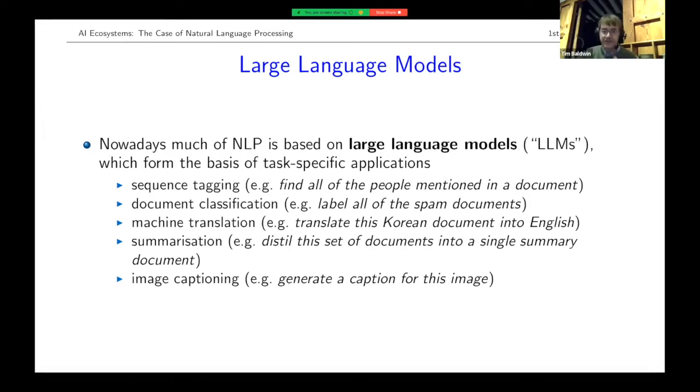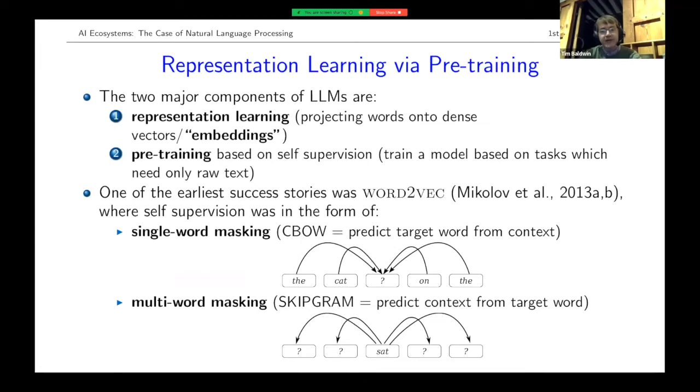summarization, so take a single document or multiple documents and distill them into some shorter textual summary. Image captioning, so it doesn't have to be text to text or text to structured or semi-structured representation. Nowadays there's more and more at the interface with text and different modalities like images and speech, obviously. So what is a large language model?